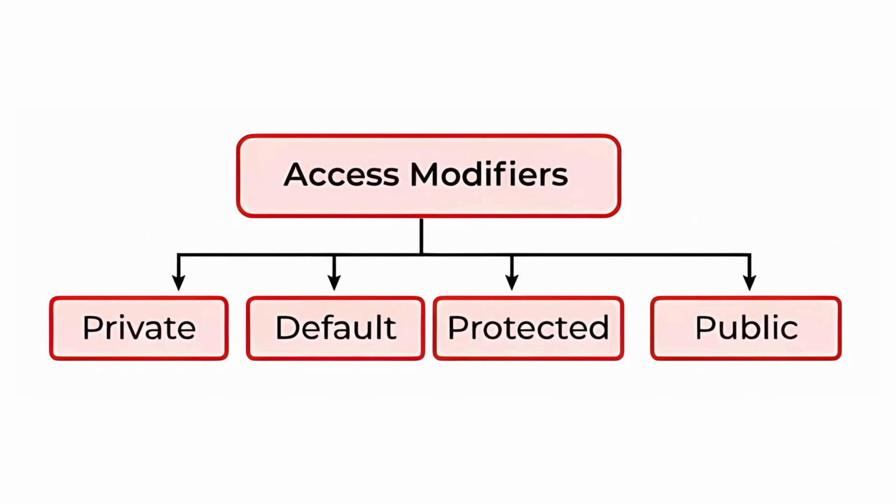So, there are four main access modifiers: public, private, protected, and default. Public, anyone can access it. Private, only that class can use it. Protected can be used inside the same package and by its child classes. Default, package private, meaning it's only accessible within the same package.